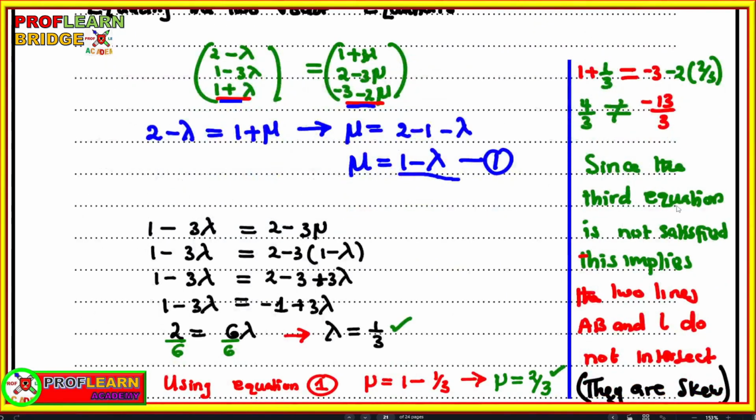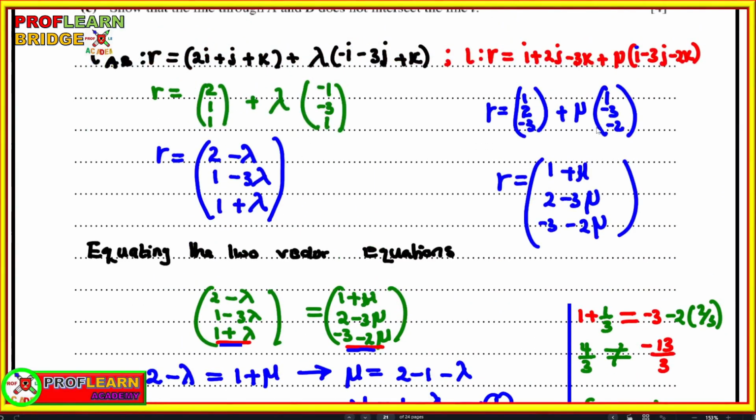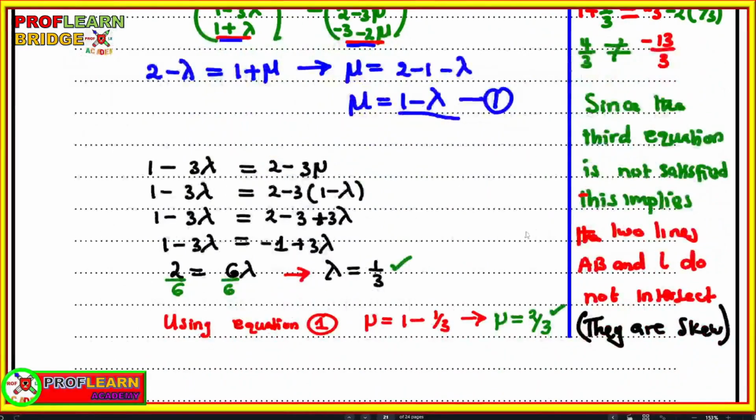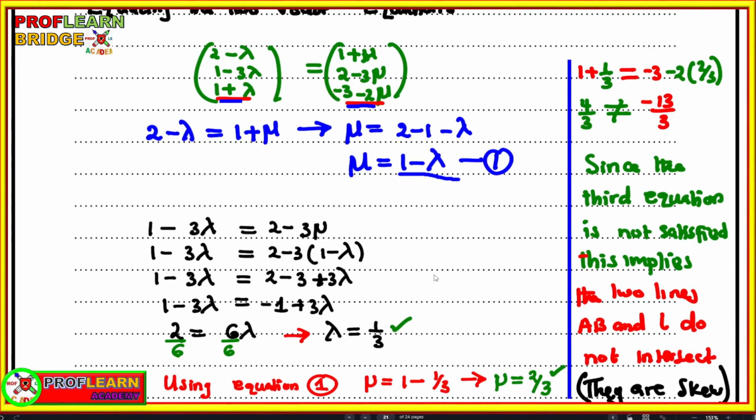So since the third equation is not satisfied, and these two lines are also not parallel, it means the two lines do not intersect. So we can say they are skew lines. Sometimes you can be told to show that the two lines are skew or they do not intersect.